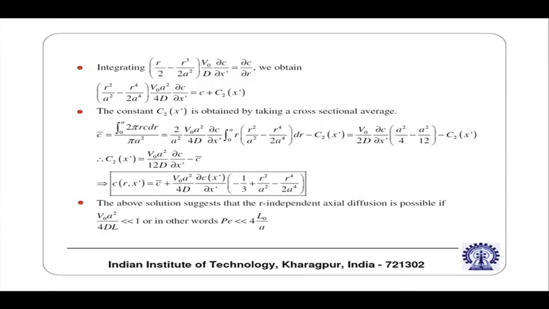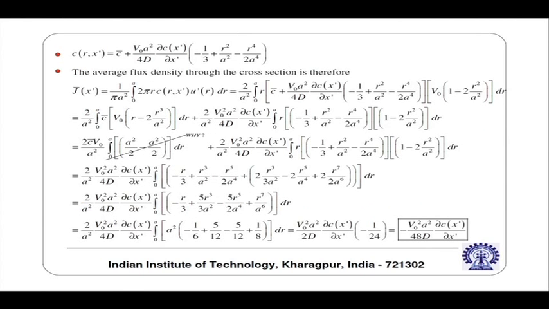Okay. Now you can say that R independent axial diffusion is possible if this term is small. That means V0 A square by 4 D L is much, much less than 1, or Peclet number much, much less than 4 into L0 by A, because Peclet number definition is V0 A by D. Okay. So this is one important assumption, conclusion.